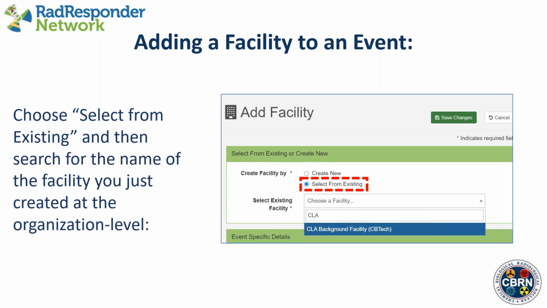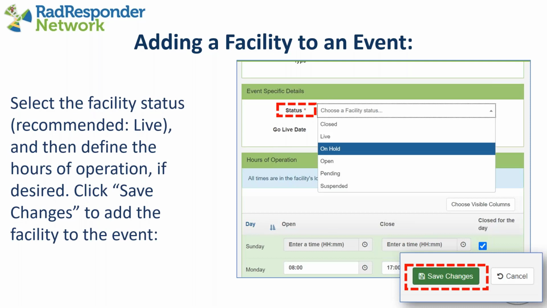What you'll do is you'll search for the name of your facility in the select existing facility field. And then you just have a few more things to fill out before you're able to add it to your event. You'll need to select your facility status, and we just recommend that you select live. And then you can define the hours of operation if you would like, or you can just leave them as is and click Save Changes to add the facility to the event.